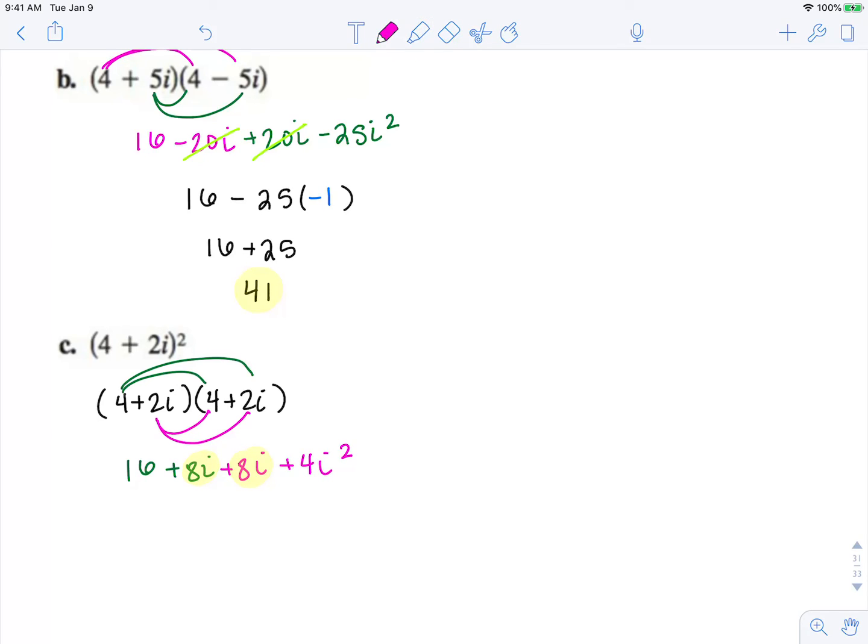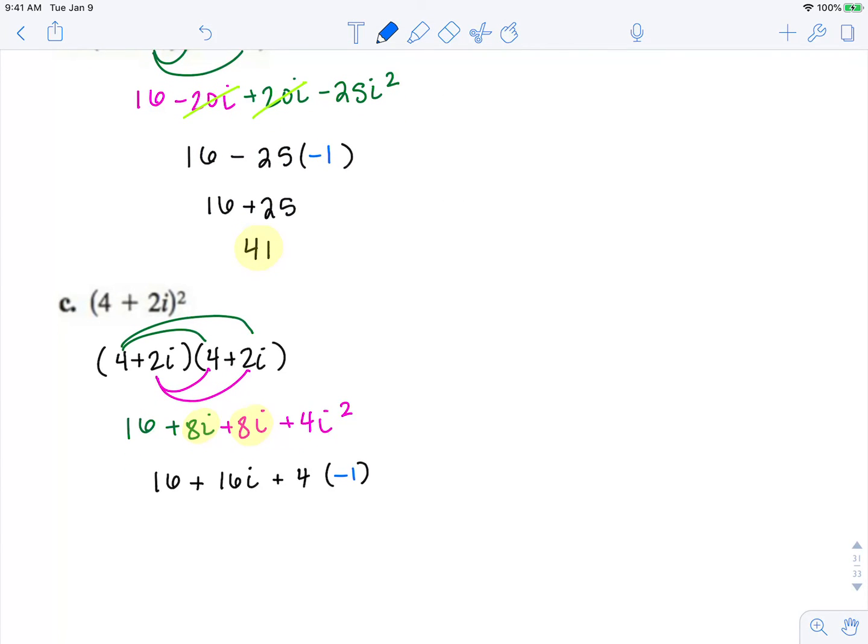Combining these like terms, I have 16 plus 16i plus 4 times i squared, which is -1. So I have 16 plus 16i minus 4. Combining these like terms, I have 12 plus 16i, and that is my final answer in standard form.